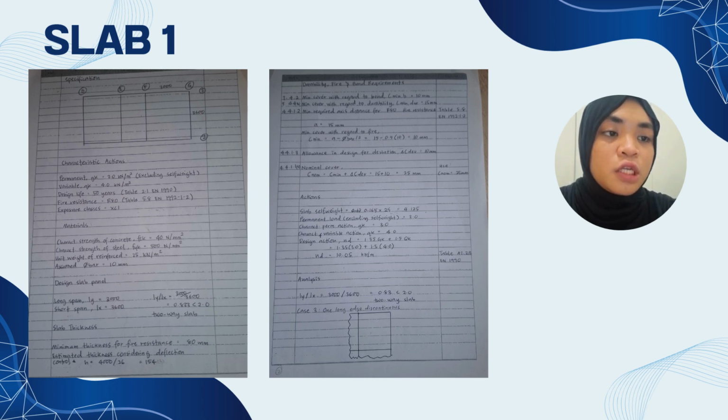If the ratio is greater than 2, the slab behaves as a one-way slab, where load is primarily transferred in one direction. If the ratio is less than or equal to 2, it is considered a two-way slab, where loads are distributed in both directions. This distinction is important because it affects how bending moments are calculated for both slab 1 and slab 2.